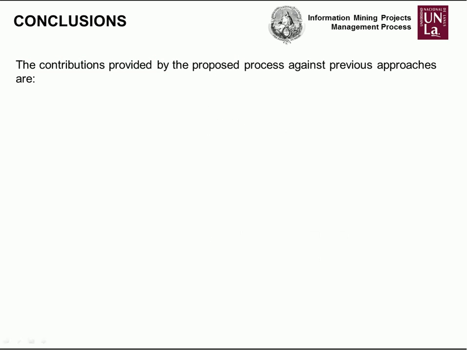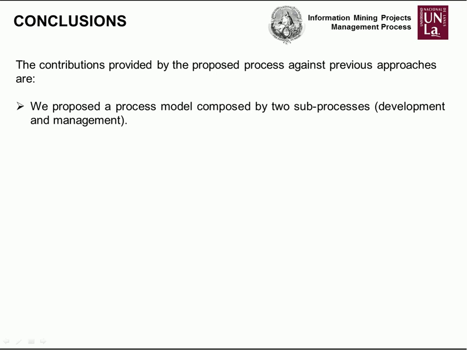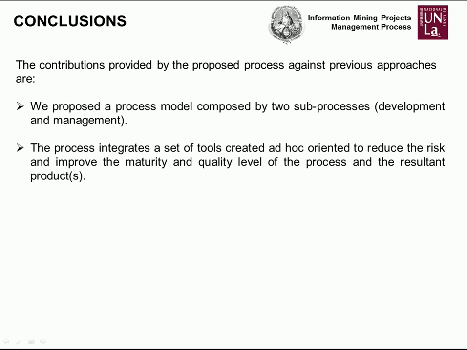The contributions provided by the proposed process against previous approaches are: we propose a process model composed of two subprocesses, development and management. The management subprocess is conceived as a transversal layer to the development subprocess, which the discipline has been focused on throughout its history, and it aims to cover the current gaps in the areas of control and project management. The process integrates a set of tools created ad hoc oriented to reduce the risk and improve the maturity and quality level of the process and the resultant products.